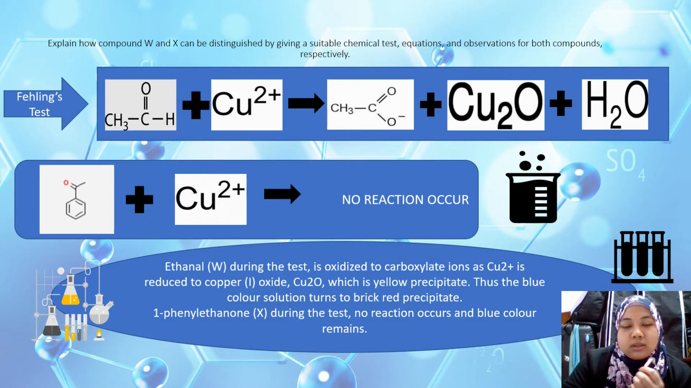So for the observation, ethanal, compound W, is oxidized to carboxylate ions as Cu2+ is reduced to copper(I) oxide, Cu2O, which is a brick red precipitate. Thus, the blue solution turns to a brick red precipitate. And for 1-phenylethanone, which is compound X, no reaction occurs and the blue color remains.